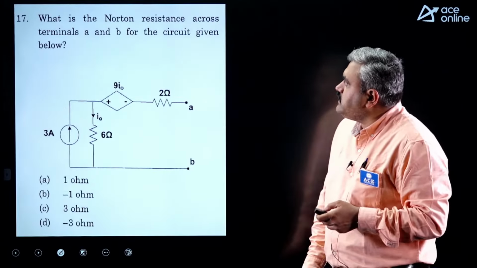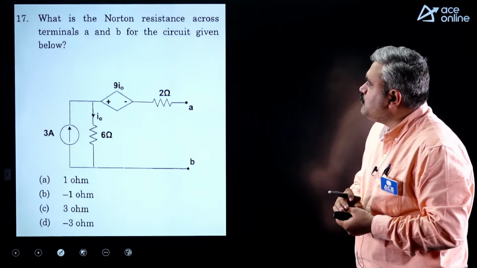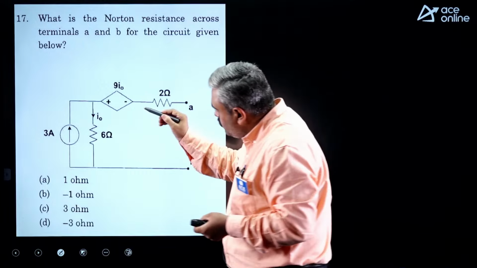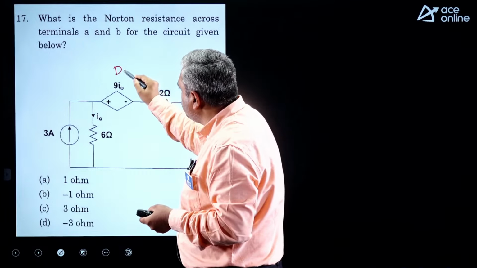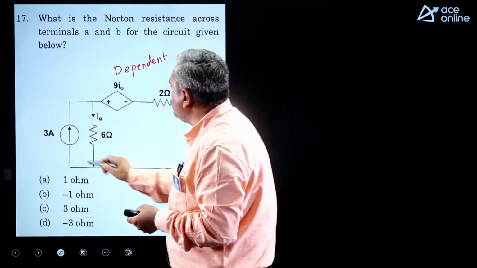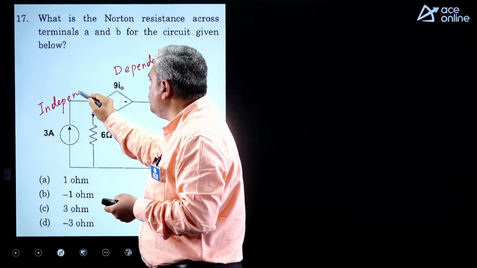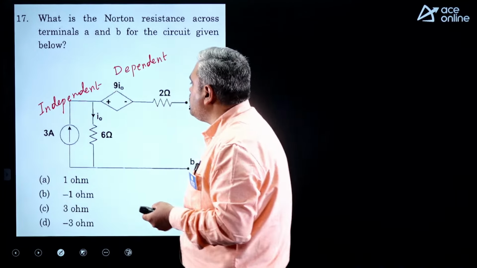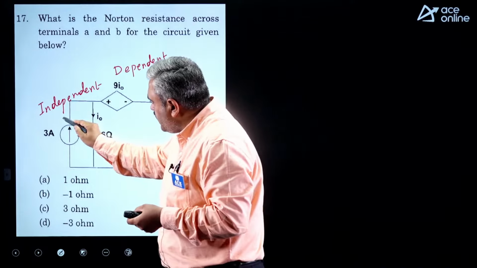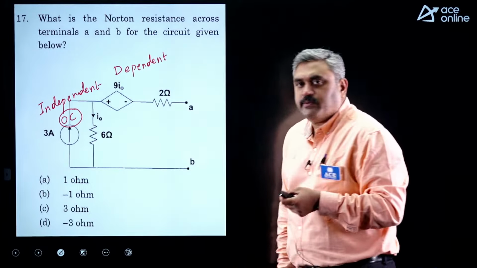Next, what is the Norton resistance across the terminals A and B for the figure shown? Here you can see this is a dependent source and this is an independent source. So when you have both the sources acting in the network, and you only want to calculate R equivalent, you can open circuit this branch. You can remove the independent source. So current source, when you remove, it becomes open circuit.